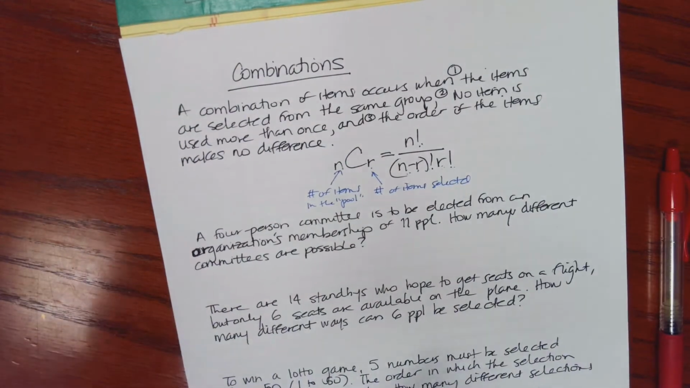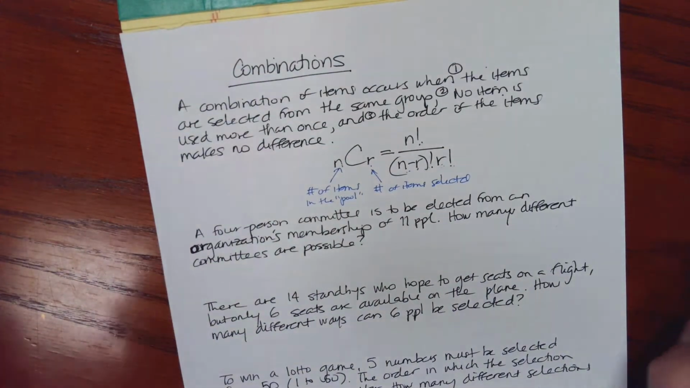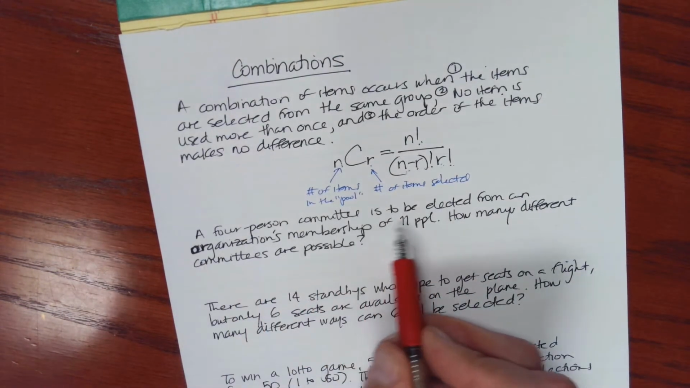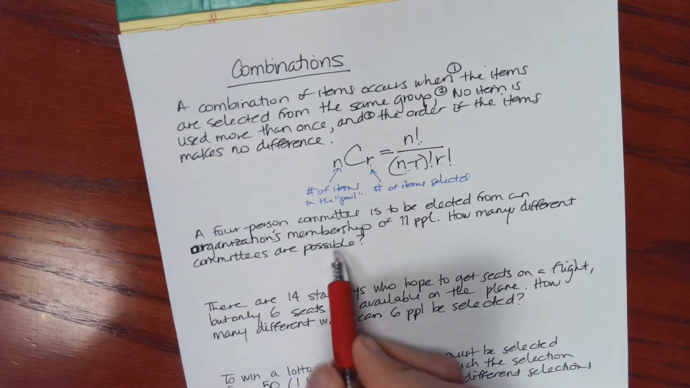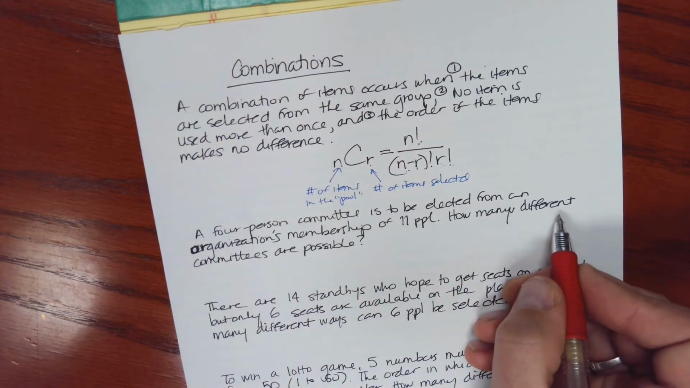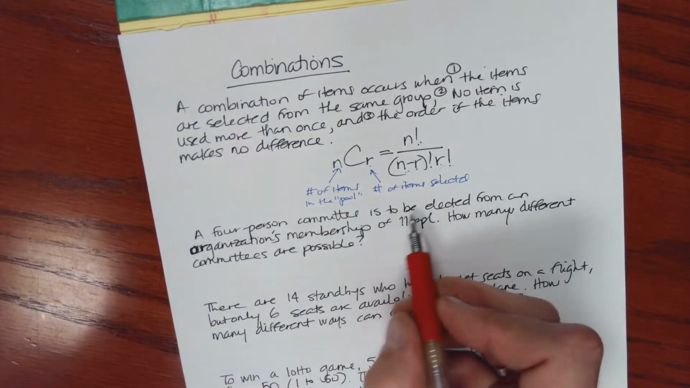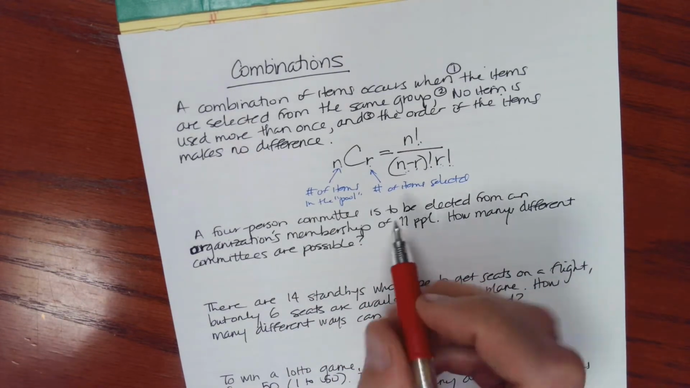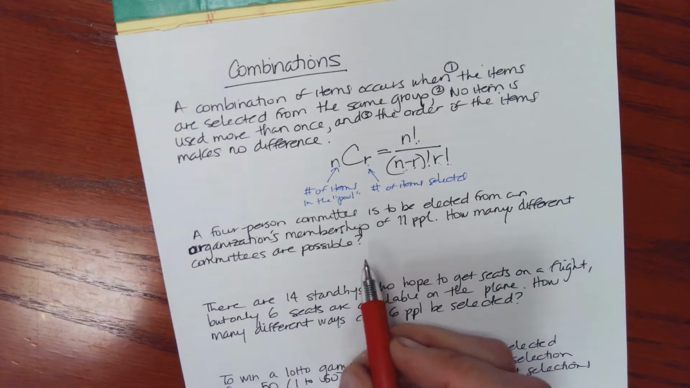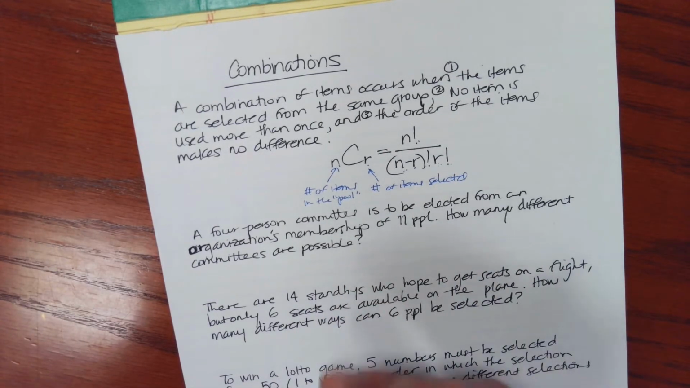So let's look at some examples here. A 4-person committee is to be elected from an organization's membership of 11 people. How many different committees are possible? So this is a combinations problem. You can think about it, either you're selected or you're not, but the order in which you're selected isn't going to matter. Everybody who's selected is going to be on the committee.